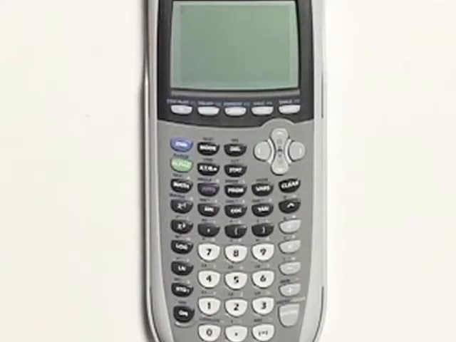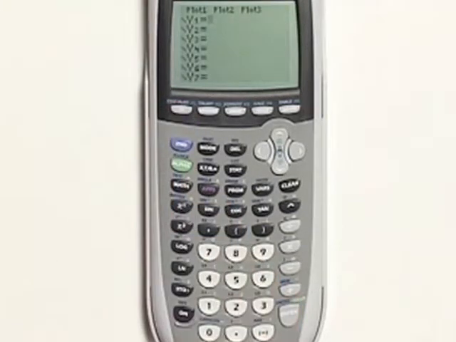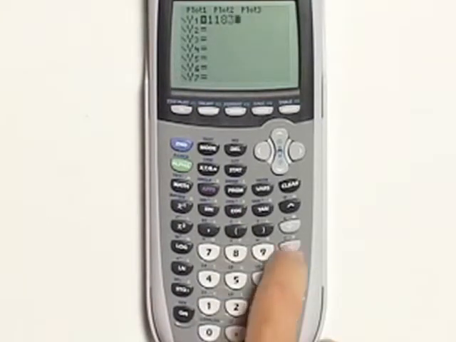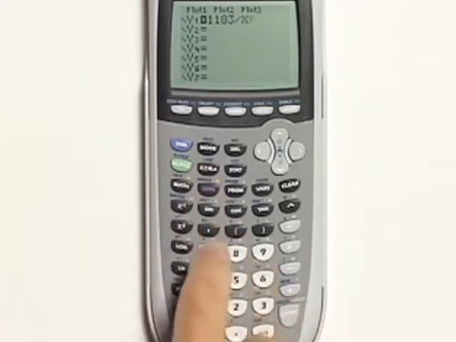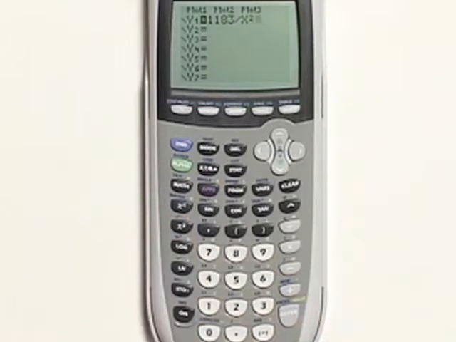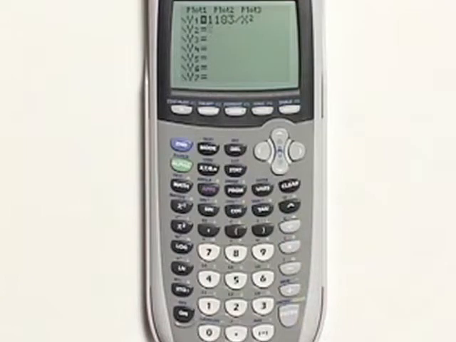To enter these equations into the graphing calculator, we use the equation editor or the y equals key. So y sub 1 is 1,183 divided by x squared. So we press the x variable key followed by the x squared key. Use the down arrow key to move to y sub 2.